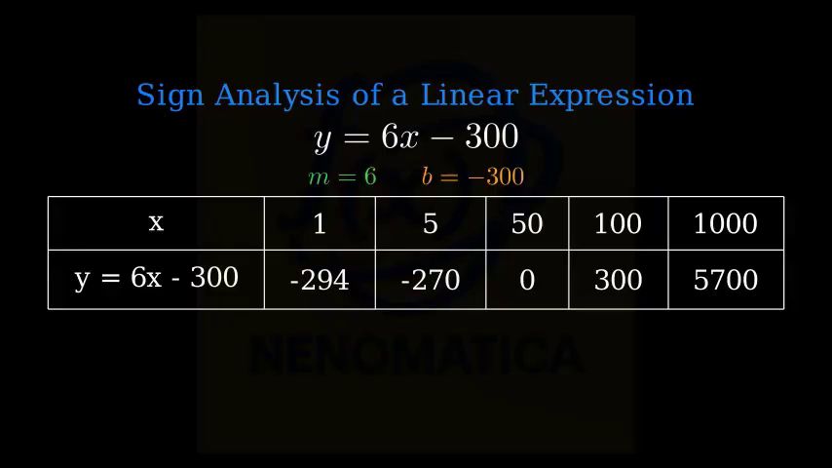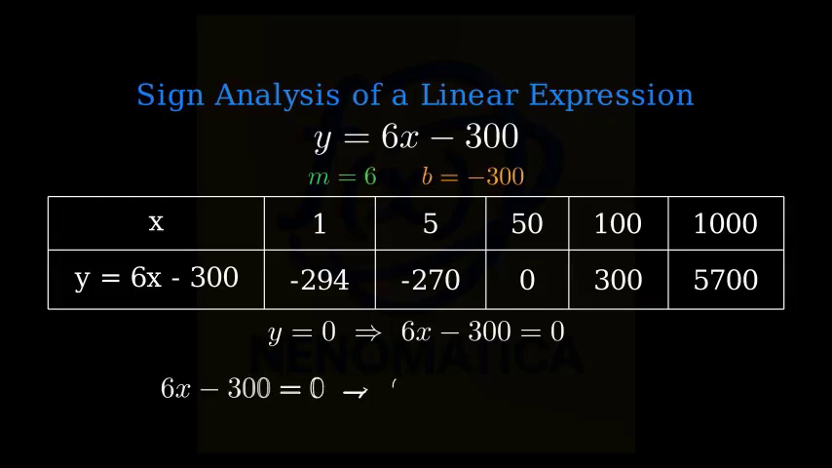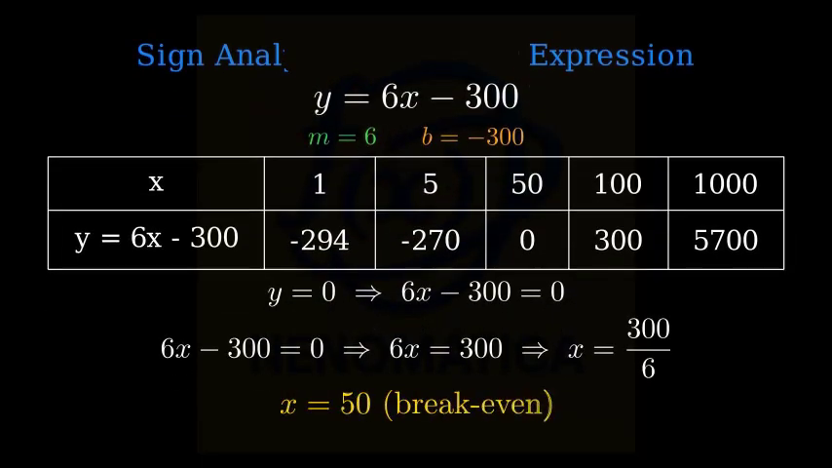To find the break-even production level, set profit to 0. So we solve 6x minus 300 equals 0. Add 300 to both sides, then divide by 6. X equals 50. Producing 50 units yields 0 profit.